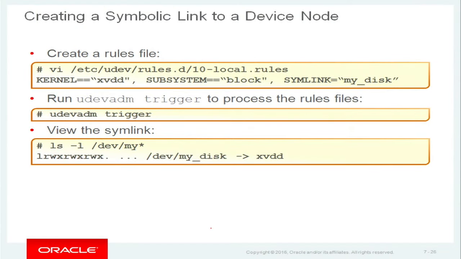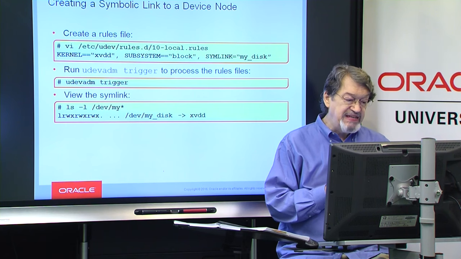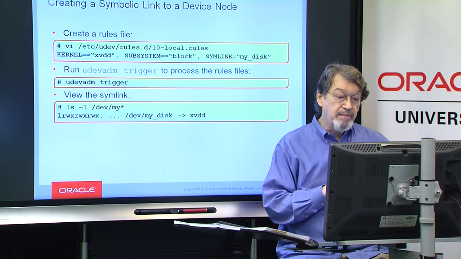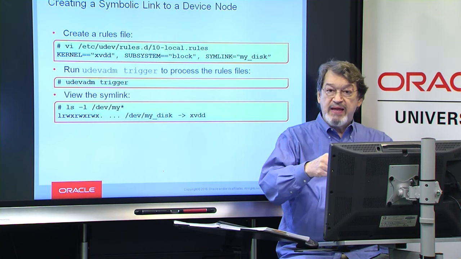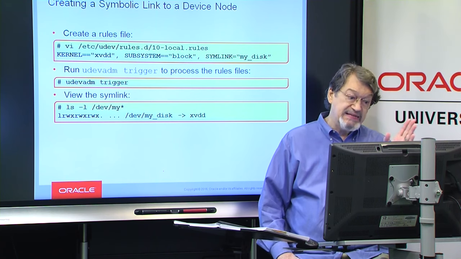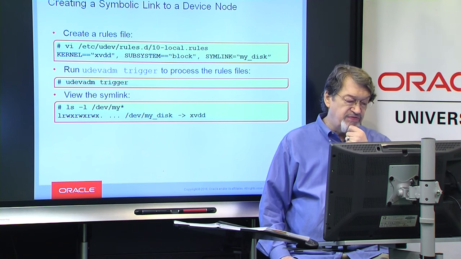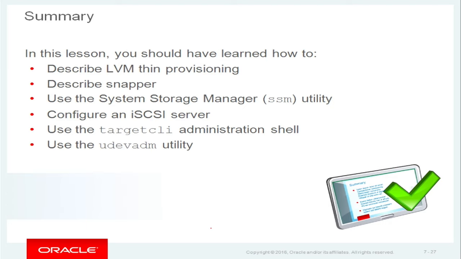We have this udevadm command. And so if I've gone into /etc/udev/rules.d, and I've taken the 10-local.rules file, and I've added xvdd, subsystem block, and the symlink, mydisk. I then take the udevadm trigger command to have that file read and populate in the kernel. You don't want to have to reboot just to add this additional piece of storage. That's nuts. All right. And then when you do a list for /dev/my*, it comes back and tells you that it relates to xvdd, a nice connection. All right, we learned about things that are new in 7.